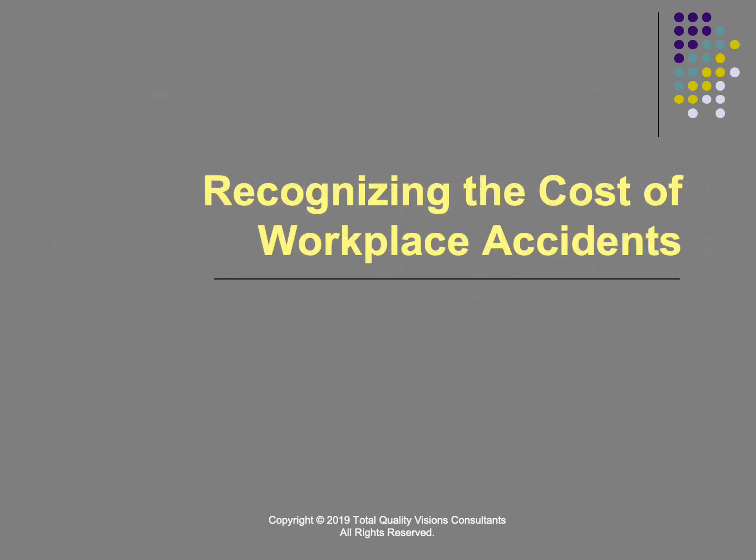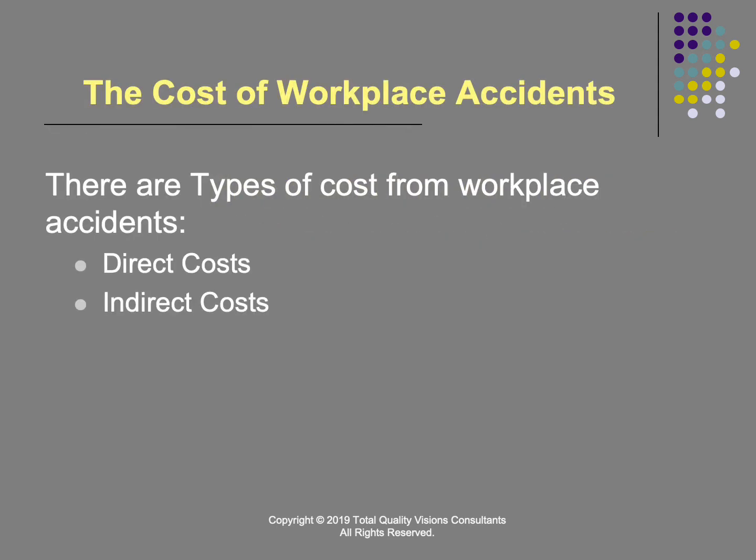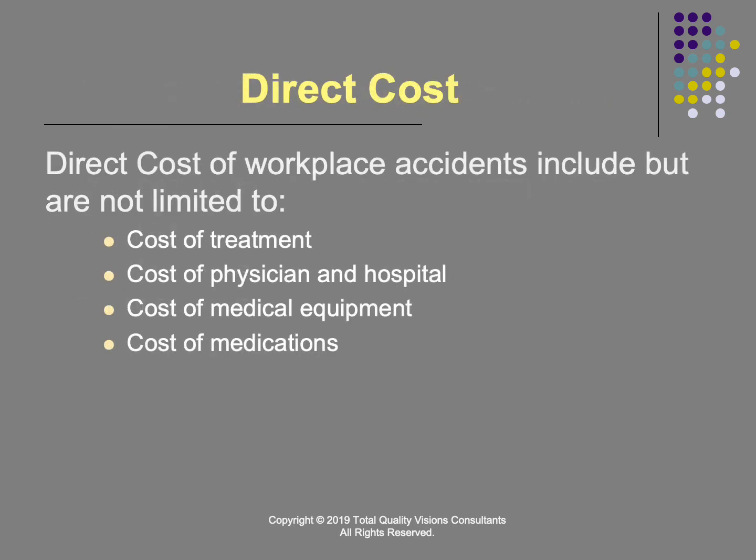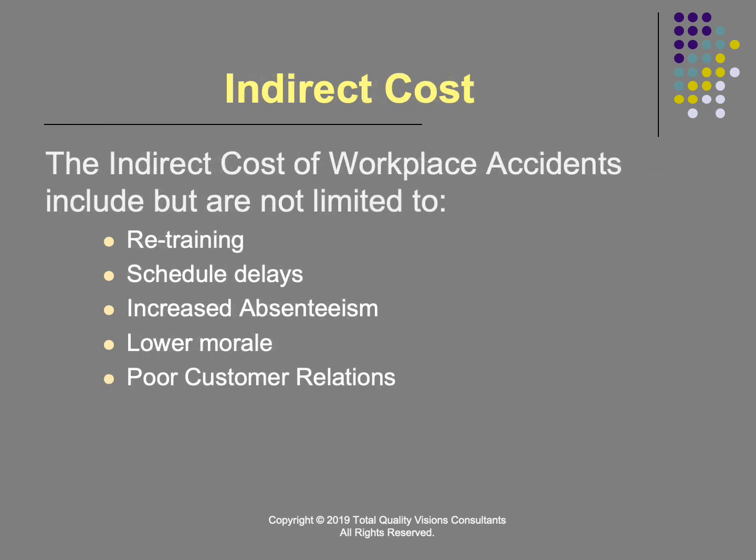Recognizing the cost of workplace accidents. There are two types of cost: direct cost and indirect cost. Direct costs of workplace accidents include, but are not limited to, cost of treatment, cost of physician and hospital, cost of medical equipment, and cost of medications. The indirect costs of workplace accidents include, but are not limited to, retraining, schedule delays, increased absenteeism, lower morale, and poor customer relations.